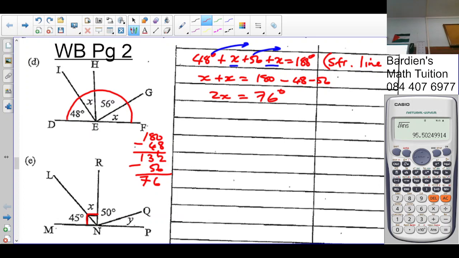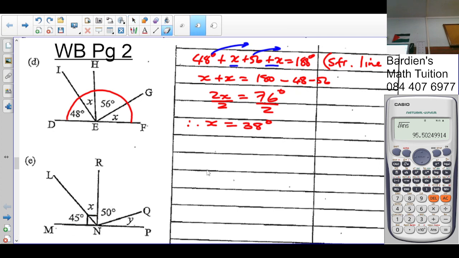Alright, so what do we do now? Divide by 2 both sides. So therefore, x is equal to 38 degrees. See that thing on top there means degrees, the measurement of the angle. That's how we measure the angle. Any confusion, people? No? Okay, the next one.